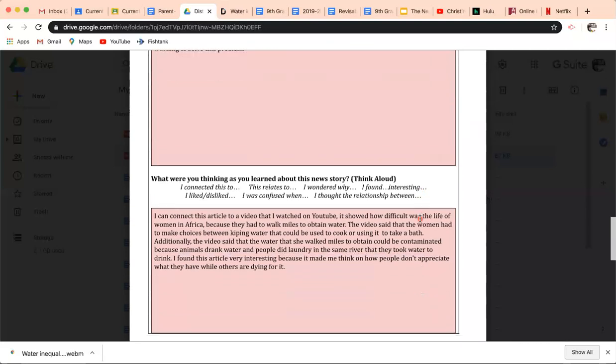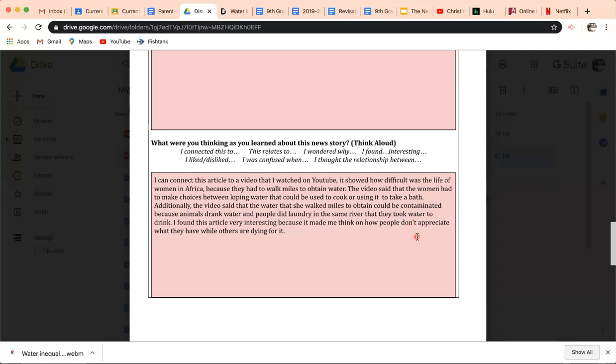Okay, connection, a nice, clear, well developed connection. Well, you don't have to put a connection. It can be I connected to, this relates to, I wondered why. You need to use one of these sentence starters. It has to be in a full sentence. And I really want you to develop your idea.